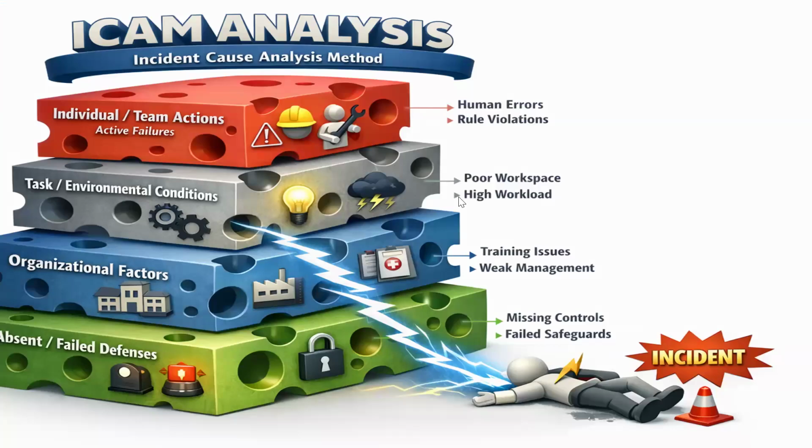Now, this is the ICAM analysis, incident cause analysis method: individual, team, action, active failure. Human error, rule violation, then environmental condition, poor workspace, high workload, then organizational factors, training issue, weak management, then absent or failed defenses, missing controls, failed safeguards. So that all gives rise to the incident happening.